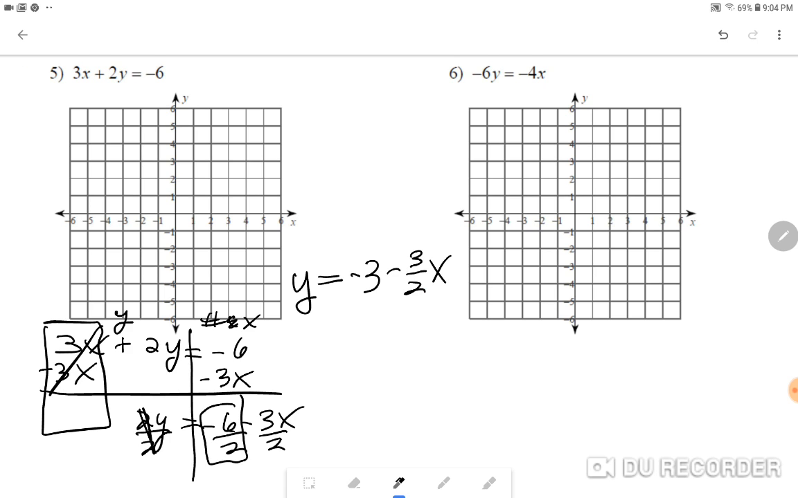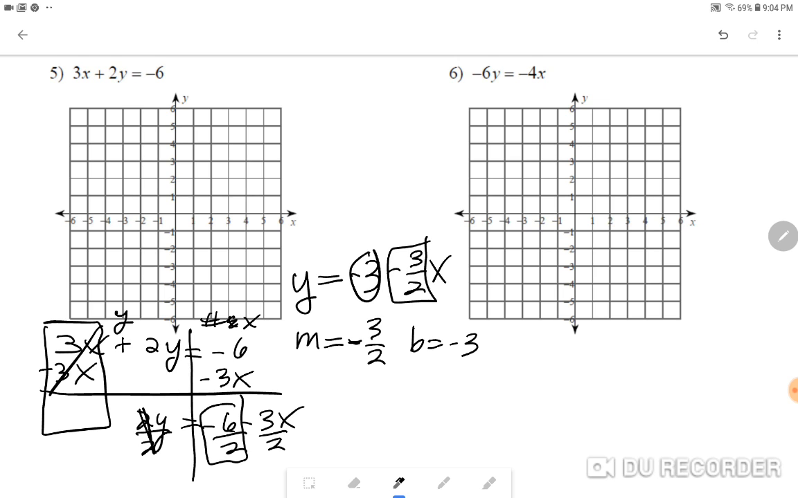Okay, now I need the m value. The m, or the slope, is the number that's right next to the x. So in this case, this is my m. That's what's next to the x. So that's negative 3 over 2. And the b value will be negative 3. This is the m value.